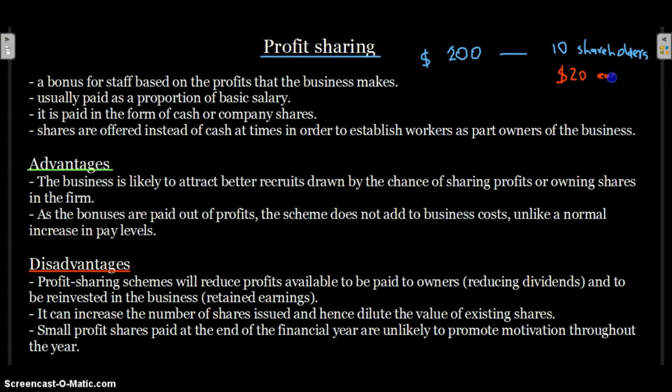Ignore the difficult handwriting. The typical handwriting is not easy to write on the laptop. But if there were instead 20 shareholders, then that will mean that you'll have $10 each. So the value of each share has reduced. The value of existing shares has been diluted, you can say.